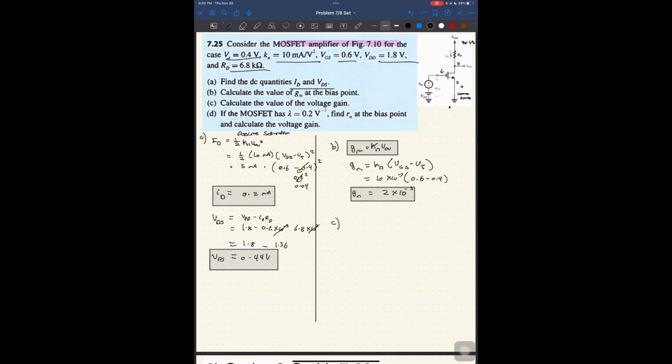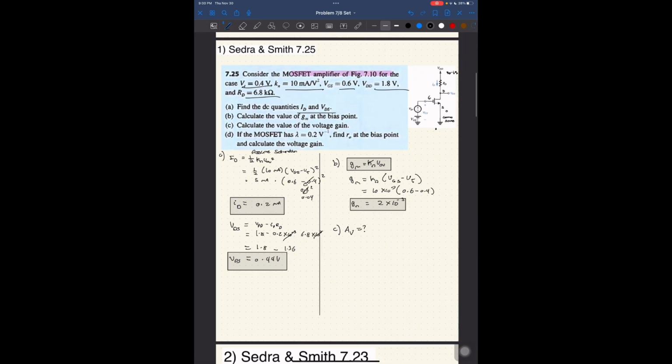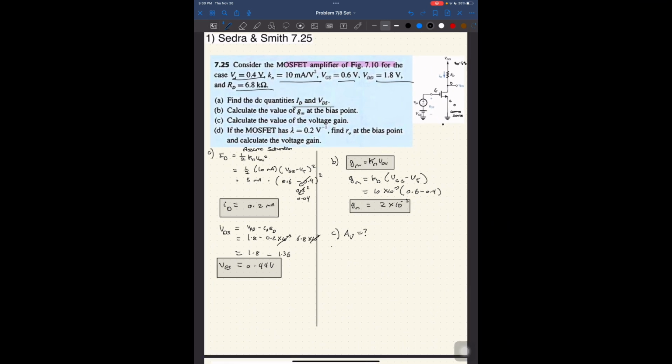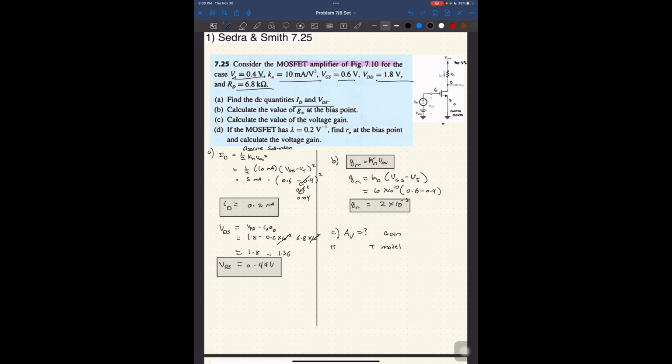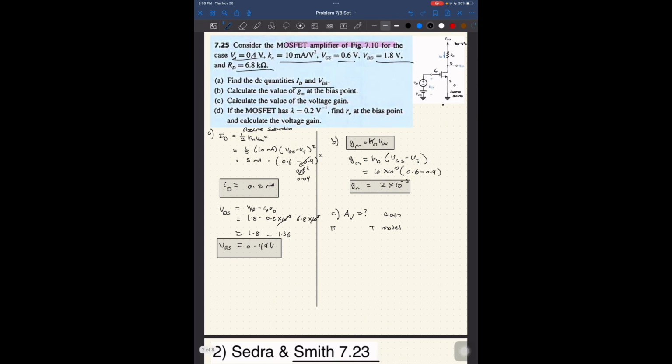C. Calculate the value of the voltage gain. What is Av equal to? Okay, now this is the complicated part. I can proceed by using either the pi model or the T model. Every time you see the word gain, you have to transform it to either the pi model or the T model. You have to, right? So I'm just going to choose the pi model because I like pi. But you could do the T model too.